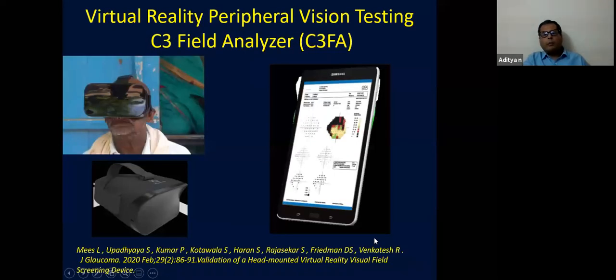Then another major problem for us is we have a large rural population who is not able to come to our hospitals to get checked up. So this virtual reality instrument using peripheral vision testing is very promising in this situation. This is being developed by the Aravind Eye Hospitals and a commercial company. And this is a C3 field analyzer. Basically, the stimulus is shown in this virtual reality monitor, and the patient has to press the buzzer.